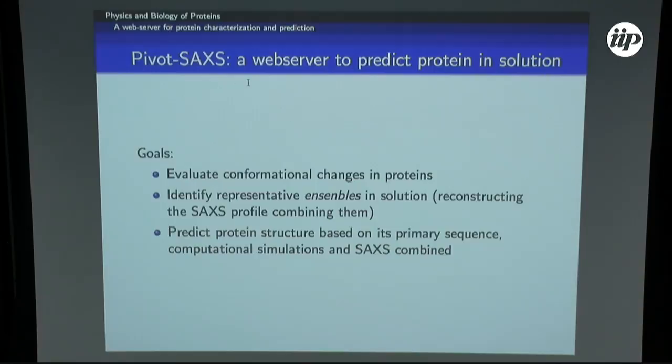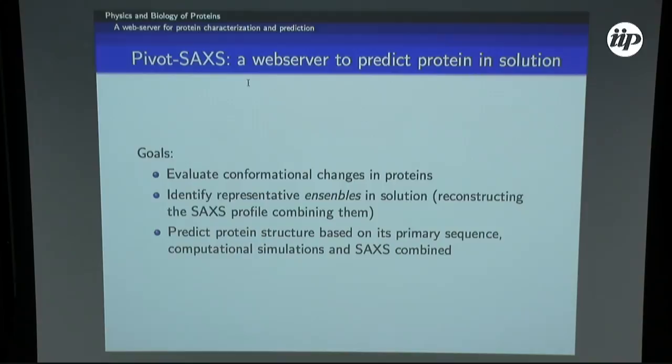And the most important thing is to understand what's going on in the biological environment. So the idea here is to construct a web server where you can evaluate the changes in proteins in solution, like conformational changes, identify representative ensembles in solution, do this reconstruction of SAXS profiles as I showed in two previous articles, and try to predict the protein structure based exclusively on the primary sequence, using SAXS data and computational simulations.